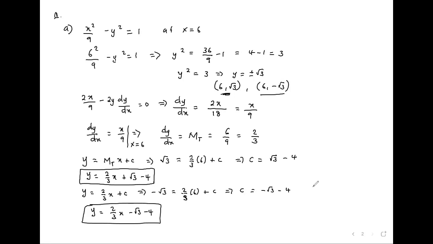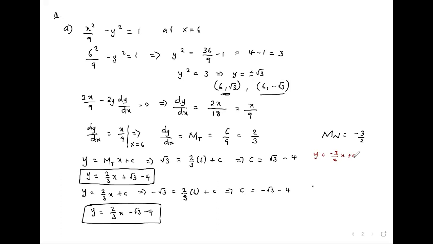Okay. Then if you want to find the normal lines, the same gradient, you just flip it and give it a negative. So now the m is going to be negative 3 over 2. And then start solving for c in the same manner. So we have y is equal to -3 over 2x plus c.